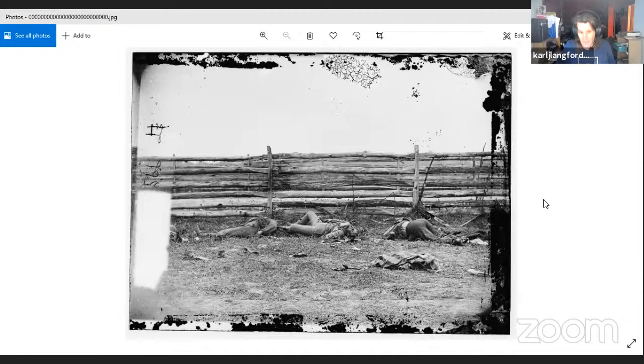This itself is a photographic image of Antietam Creek, and Antietam Creek, Sharpsburg, is one of the bloodier battles of the American Civil War. We do have lots of professional archaeological data in regards to these battles, and I can give you a little bit of information as we go along.